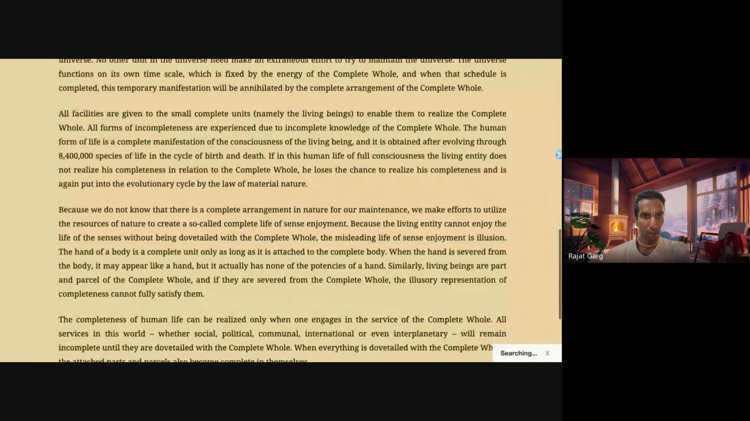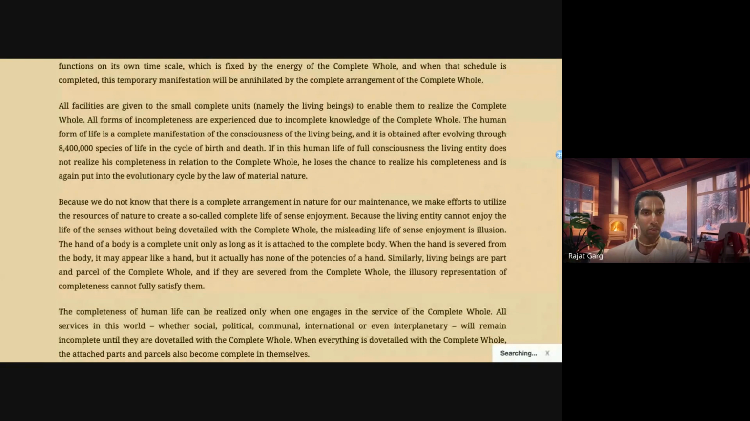Thank you, Mataji. Second paragraph, Prabjit Prabhu, you want to read?